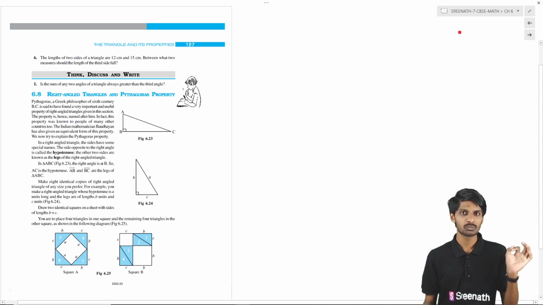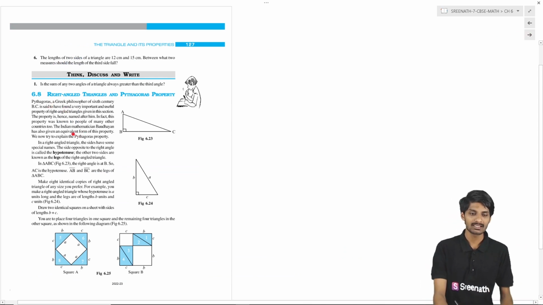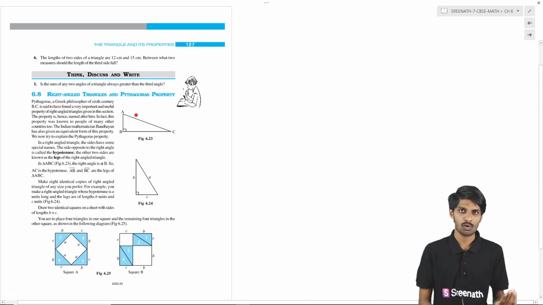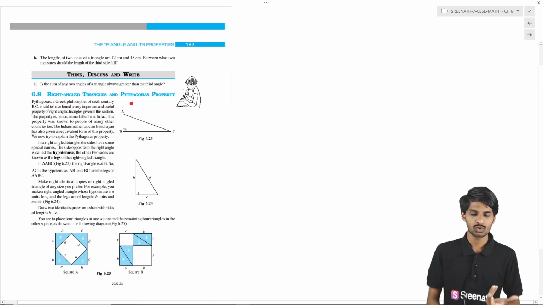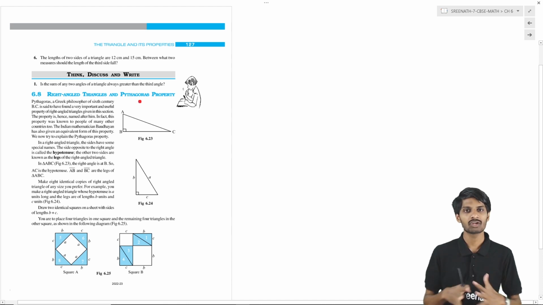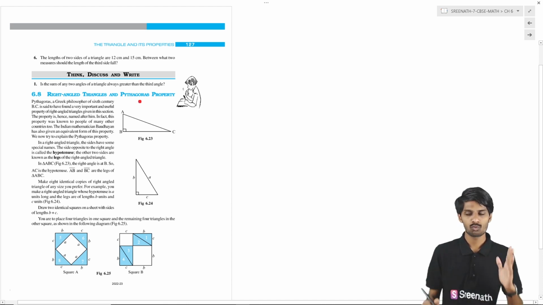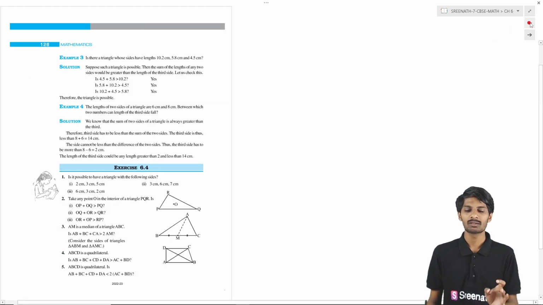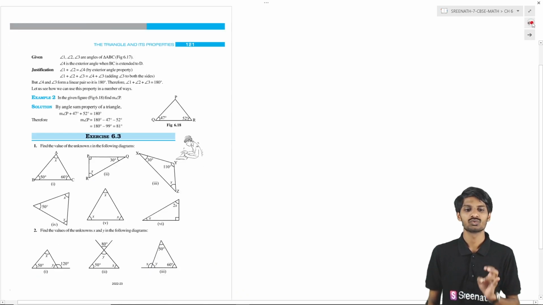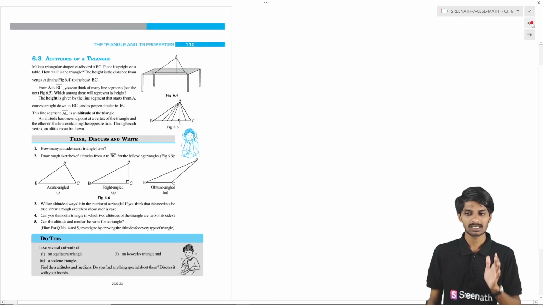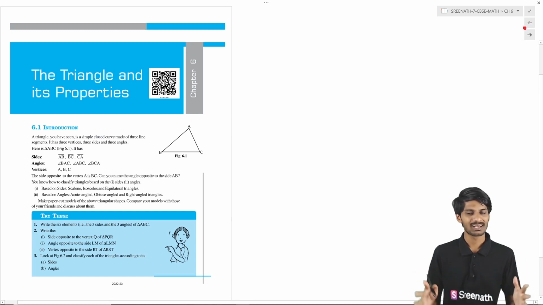And next is the beautiful topic, right angle triangles and the Pythagoras property. It is very beautiful, students. The Pythagoras theorem, the Pythagoras property, will not leave you in your entire education. It is a very beautiful and most used, most applicable concept, students. So these are the properties and triangles we are going to learn, students. So finally our overview is completed.